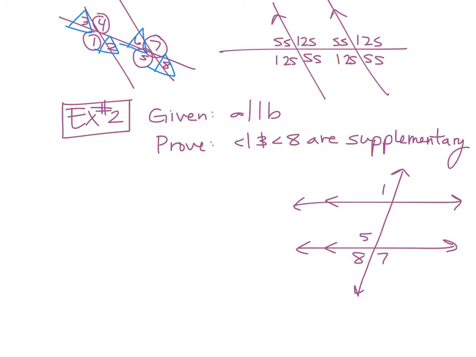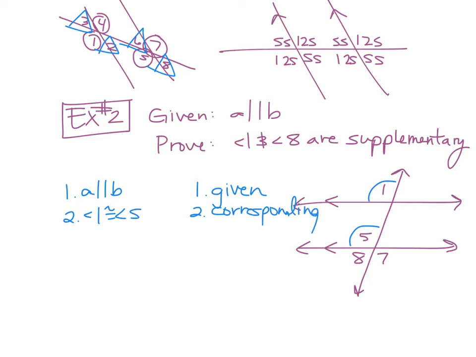Let's talk through this. What's your first step of your proof? Right, we're going to say that A is parallel to B because it's given. Okay? Because we know the lines are parallel, then we can say that angle 1 is congruent to angle 5. How do I know that 1 is congruent to 5? Corresponding angles postulate. You can just say corresponding angles, that's fine. Corresponding angles. Okay, that's number 2. So we know 1 is congruent to 5.